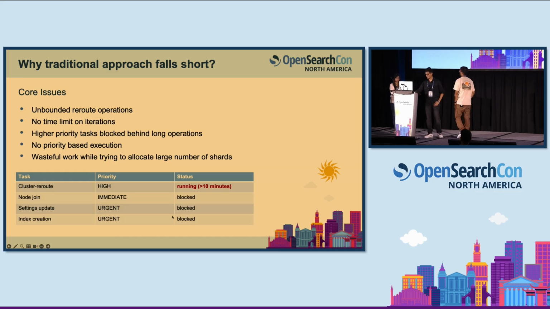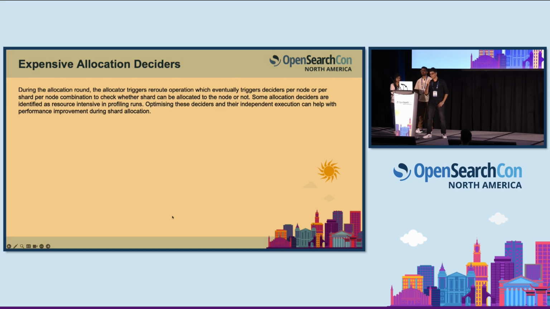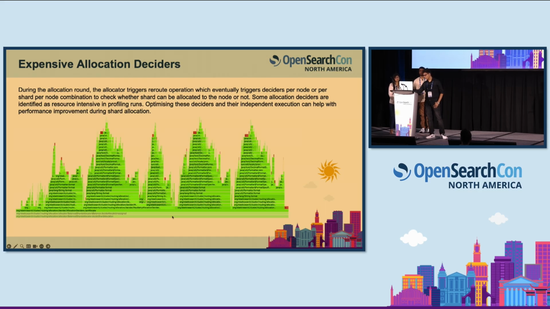Yeah. Hey, thanks, Arpit. So let's start with expensive allocation deciders. As Arpit talked about, reroute is currently taking a lot of time. It takes more than 10 minutes with the current unoptimized behavior. While we were trying to analyze what kind of problems these allocation deciders currently have, we identified, as you can see in this particular flame graph, some very silly issues currently present in the allocation deciders. This is one of the examples.